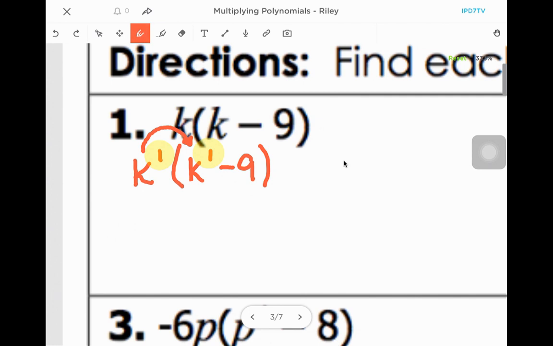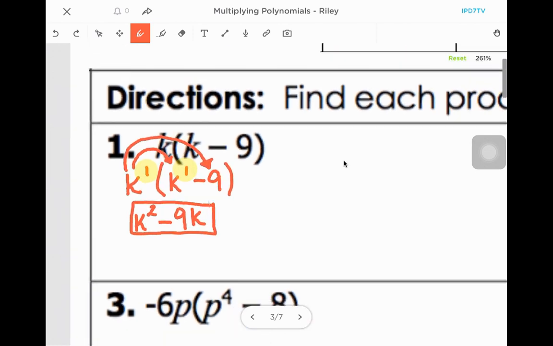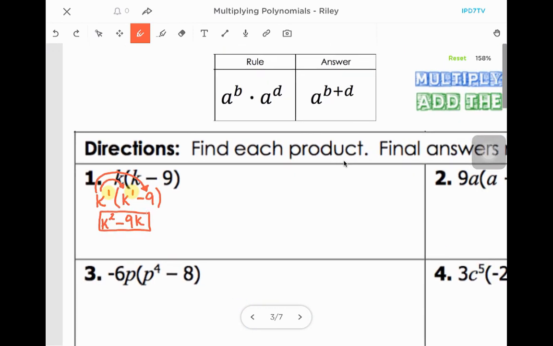So I have k to the 2nd power. And now when I multiply or distribute in to the second number, I still have a negative, so I have a negative 9k. You don't need the first power. It's not wrong if you put it there, but you don't need it there. And this is your answer. Let's try another one.